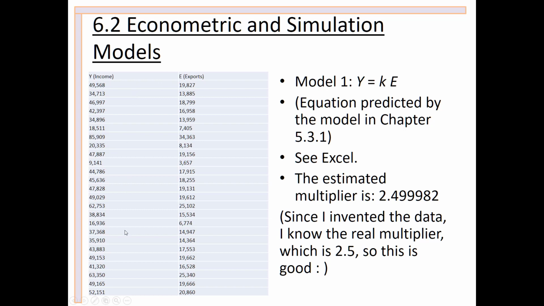Now I invented some data here for my fictional county. This is the data for income of every tract, so there are 25 tracts, and this is the data for exports for every tract. Okay, so in the first tract, income is 49,000, export is 19,000. The first model estimate is the multiplier in its easier form, the one we saw last chapter. Now, let's see how I can use econometrics to estimate this model, which I'm calling model 1. Let's go to Excel.